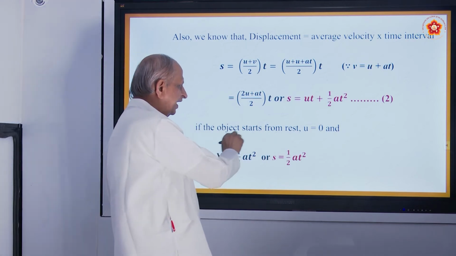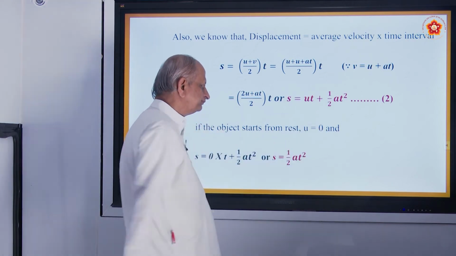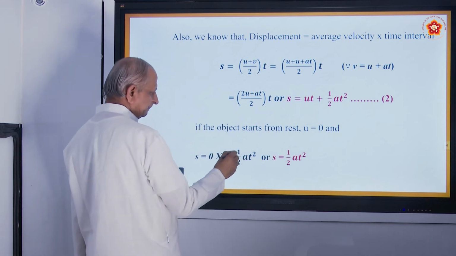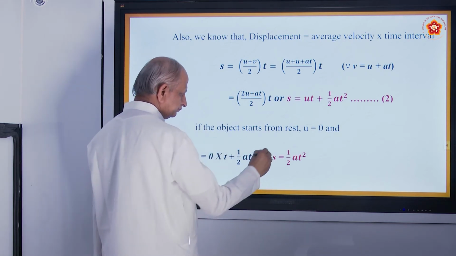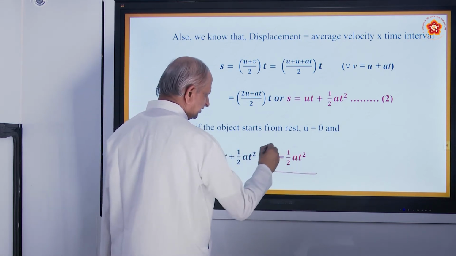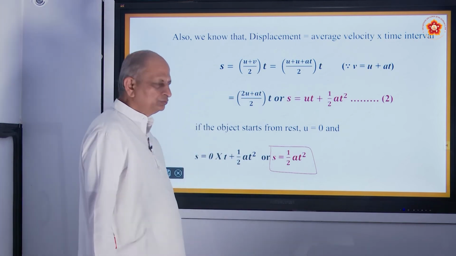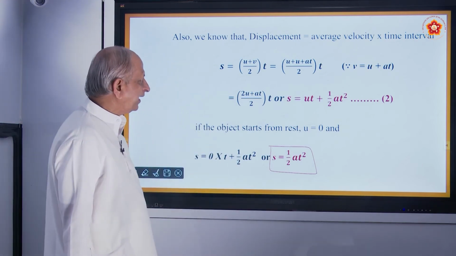If the velocity starts from rest, u becomes 0 and s becomes 0 into t plus half at square. So if the body starts from rest, the formula is reduced to s is equal to half at square.